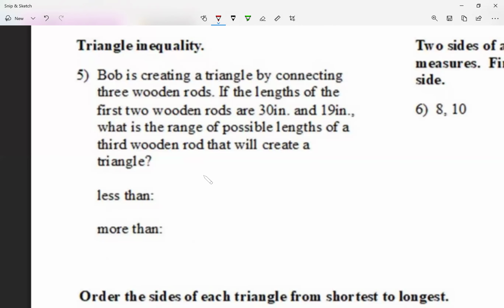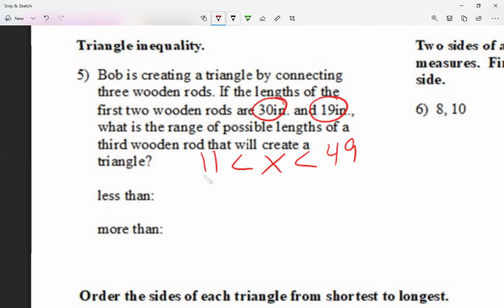Having that said, let's take a look at the next example. Now we're throwing in some words. Bob is creating a triangle by connecting 3 wooden rods. If the lengths of the first 2 wooden rods are 30 inches and 19 inches, what is the range of possible lengths of a third wooden rod that will create a triangle? Okay, so I was looking at ranges earlier, questions 3 and 4 from our notes. My two sides given are 30 and 19. When I subtract these two values, 30 minus 19, I get 11. So my small value is 11. When I add these values, 30 plus 19, I get 49.